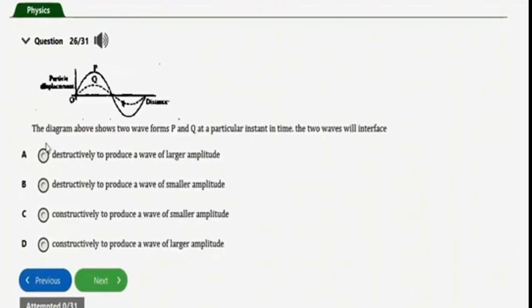It says the diagram above shows two waveforms P and Q at a particular instant in time. The two waves will interfere, option D, constructively to produce a wave of larger amplitude. Correct. That's the right answer to this question. Alright. So that's it for this particular question. Take notes of this question. These ones that are having diagram, take notes of them. Alright. So the correct option in this question is option A. Let's go to the next video question, which is this one.